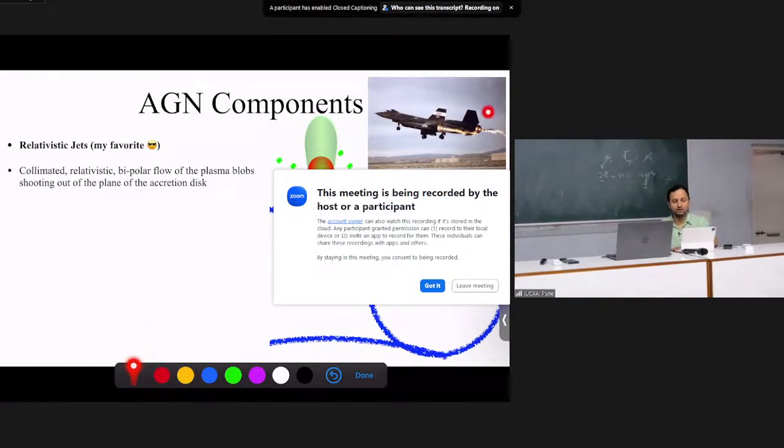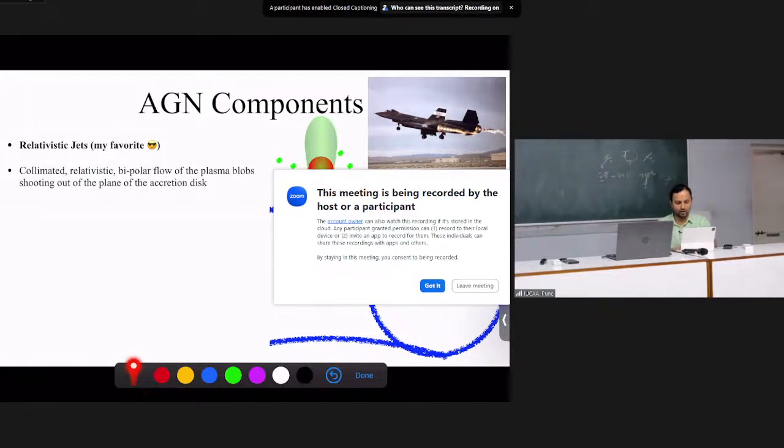Like, I will demonstrate one example. You know, this is the engine of a jet. This is also a jet. This is a fighter jet. You see these knotty structures. So you can get some similarity with the kind of jet we see in AGN. Okay.